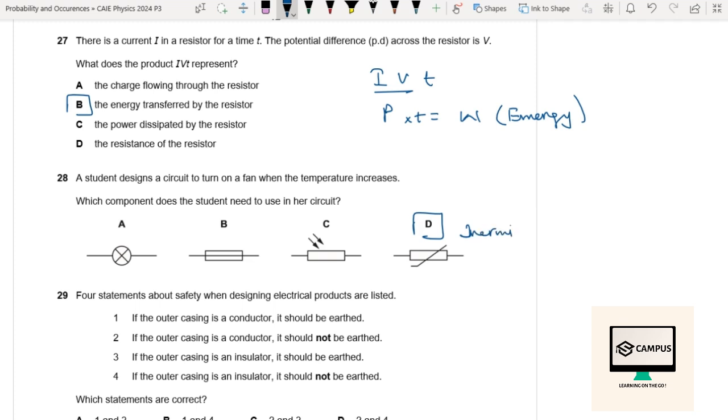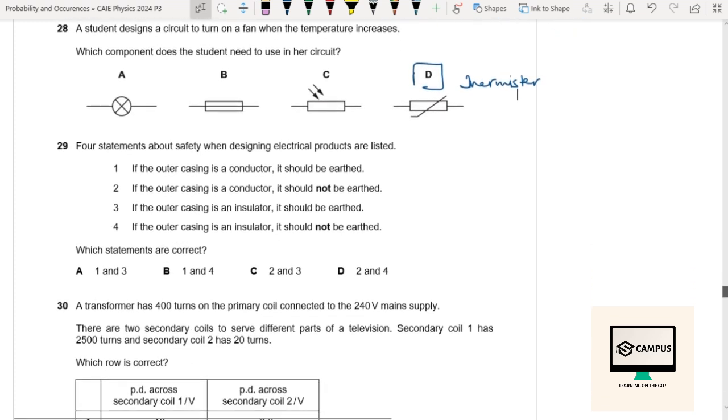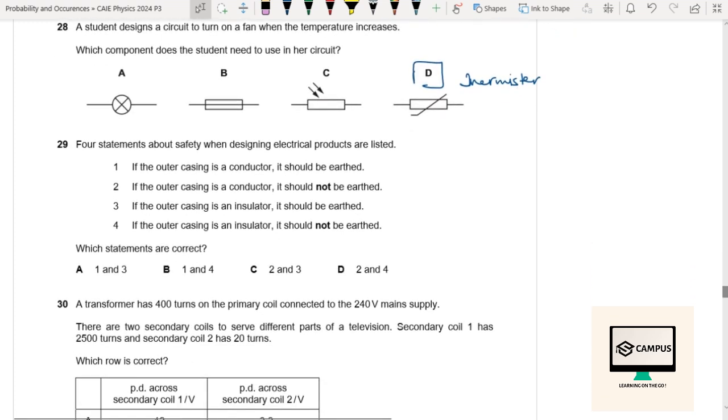Question number 29. Four statements about safety when designing electrical products are listed. If the outer casing is a conductor, should it be earthed or not? Similarly, if the outer casing is an insulator, should it or should it not be earthed? So when the outer casing is a conductor, it should be earthed. Why? Because in case of a fault or a short circuit, there should be a path of least resistance that would simply dispose of the excess current or the fault. So yes, it should be earthed.